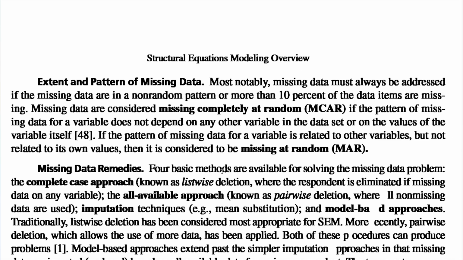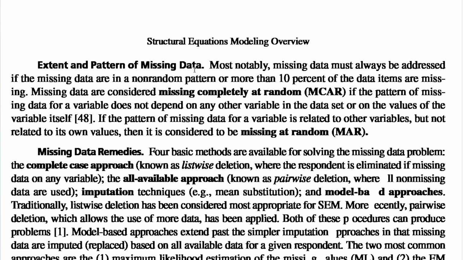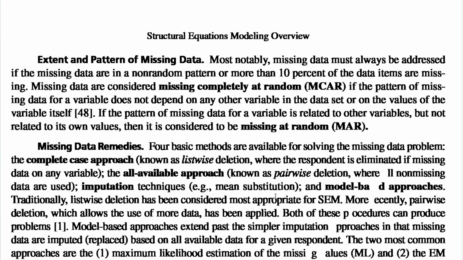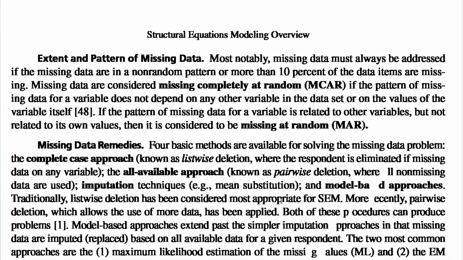Let's talk about the extent and pattern of missing data. Most notably, missing data must always be addressed if the missing data are in a non-random pattern or more than 10% of data items are missing. Missing data are considered missing completely at random if the pattern of missing data for a variable does not depend on any other variable in the set or the value of that variable itself.